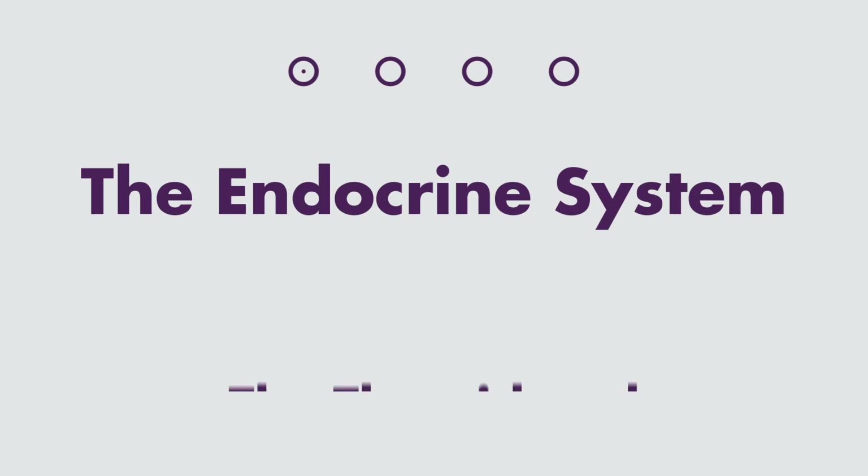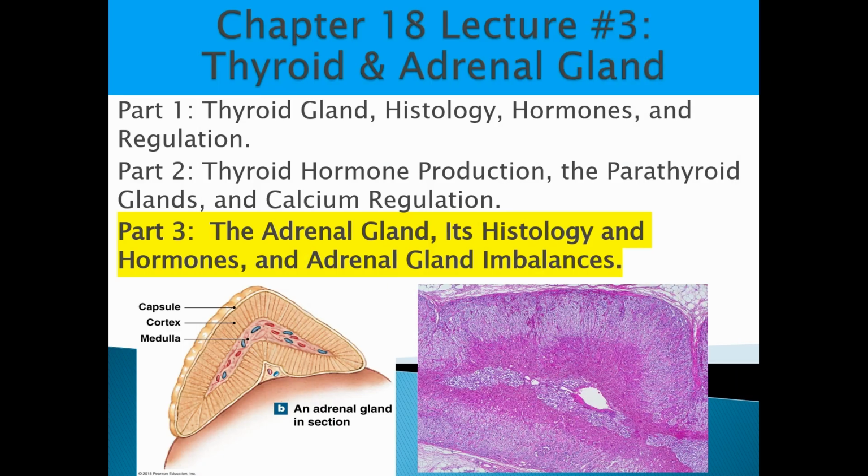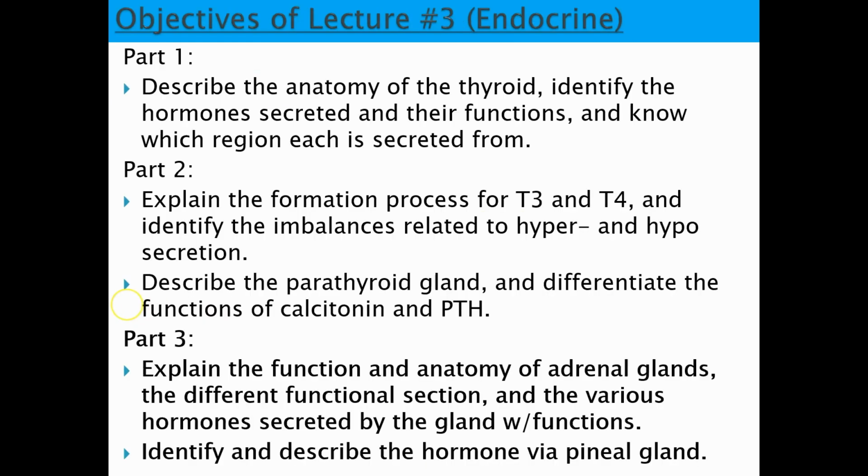We are moving on to the adrenal gland and going through its histology and pinpointing the hormones released at each spot here. We'll be breaking that down in full detail, and then we'll end with adrenal gland imbalances, kind of like what we did with the thyroid gland, and talk about some of those imbalances. So let's move on here.